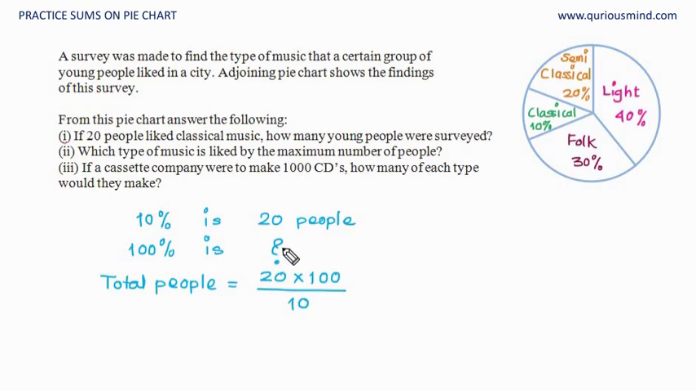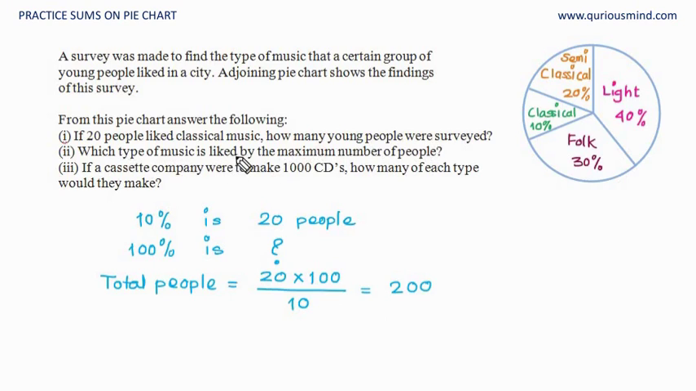So always remember, when we put in this relation, the question mark is equal to multiplication of these two diagonal terms divided by this remaining third term. And that is going to be equal to 200. So a total of 200 young people were surveyed.